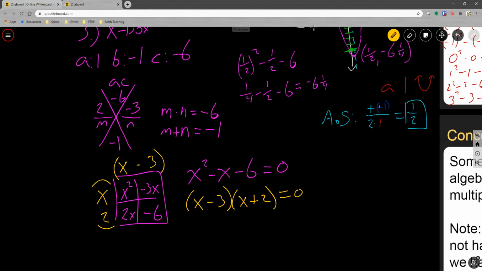Well, that's effectively intercept form. My p-value is 3. My q-value is -2. So those are going to be the coordinates of my x-intercepts.